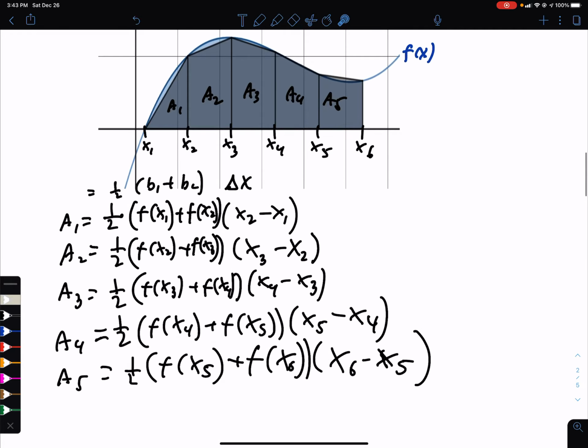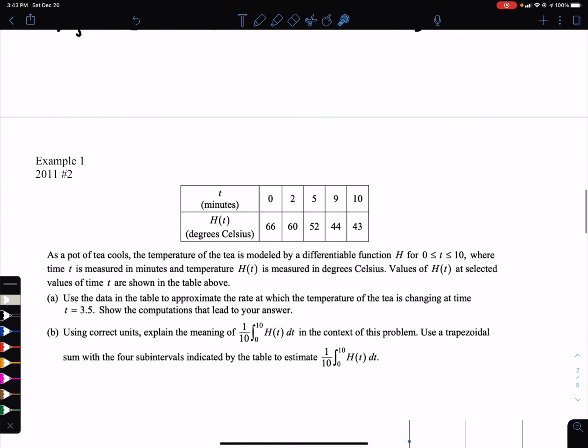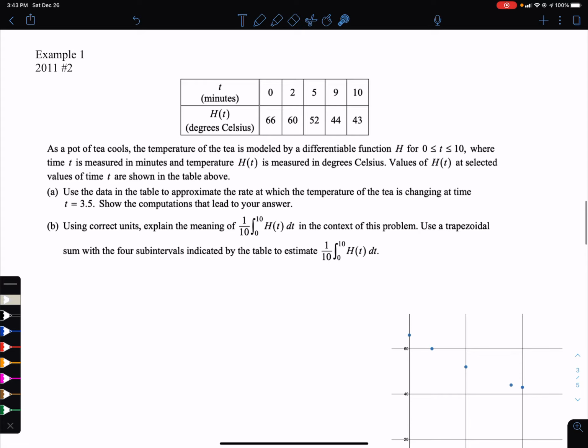So we're going to do 3 examples of different types of trapezoidals you might see. The first one is going to be from a table. This actually appeared on the 2011 AP test. This was question number 2. They give you a table of values, and clearly this is time in minutes. What's H? We have to read to get the description.